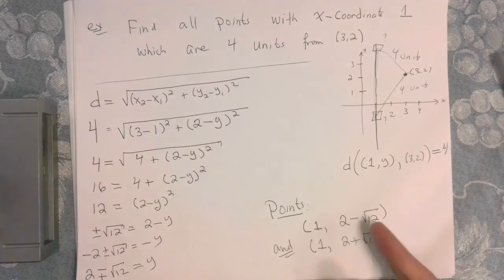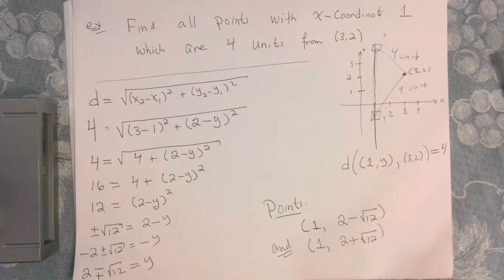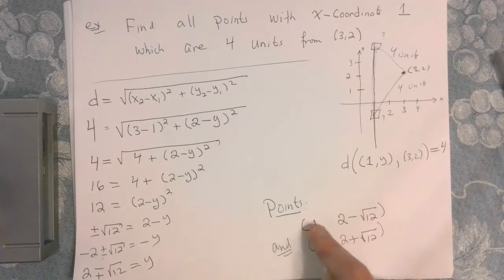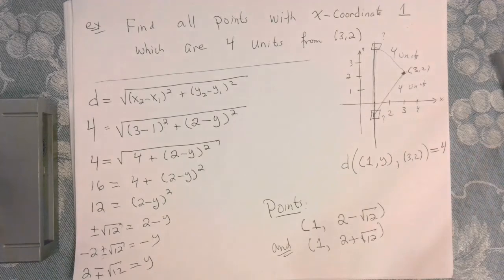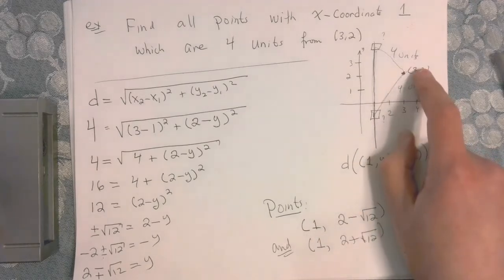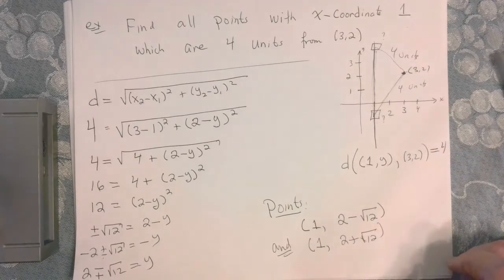How might I check? How could I check? I'm going to leave the check to you as an exercise, but you could look at the distance from this point right here to this point using the distance formula carefully, and you should get 4. Well, same thing here, right? If I wanted to check, I should look at the distance from this point to this point, and it better be 4 units.